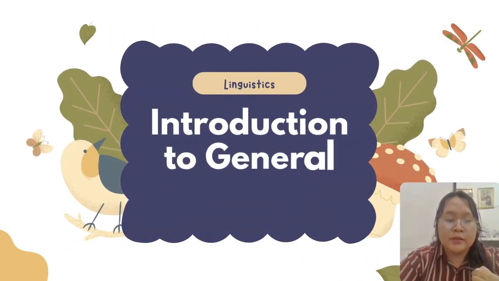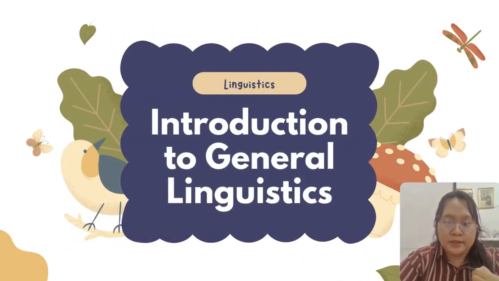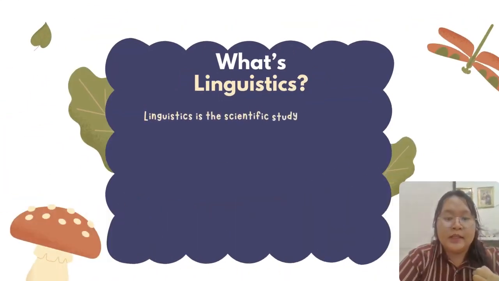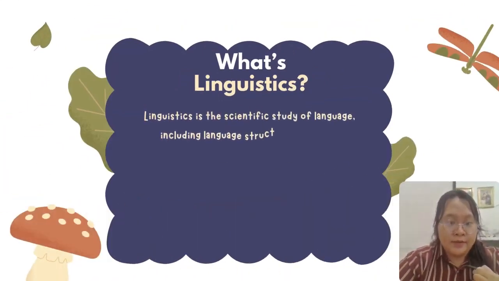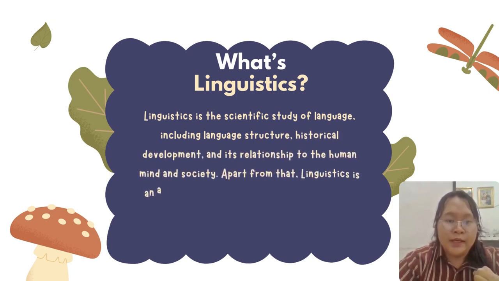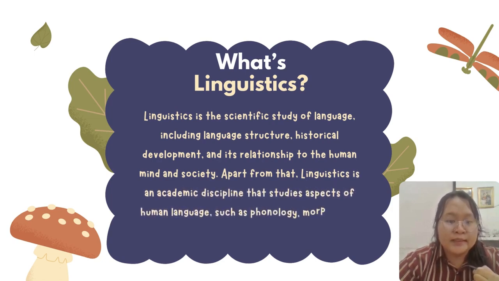Nice to see you. Okay, we're talking about Introduction to General Linguistics. First one is, what is linguistics? Linguistics is the scientific study of language, including language structure, historical development, and its relationship to the human mind and society. Apart from that, linguistics is an academic discipline that studies aspects of human language such as phonology, morphology, syntax, semantics, pragmatics, and others.